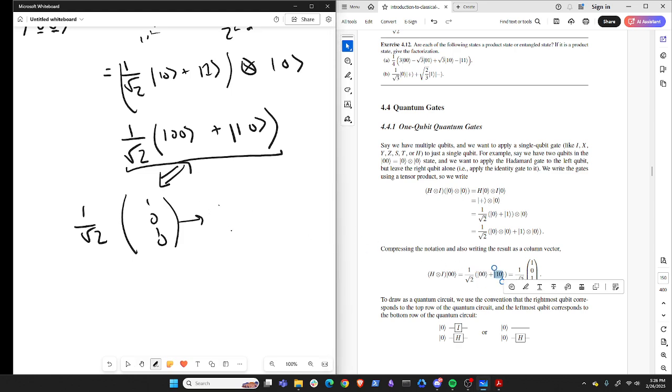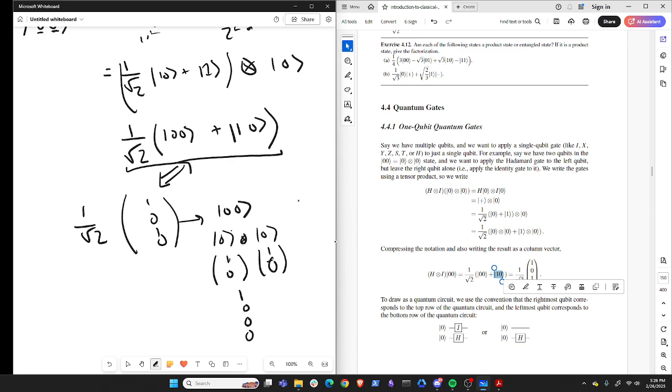So we have 0, 0, that's equivalent to 0 tensor product 0. Since this is a vector 1, 0 and 1, 0, we take the Kronecker product, where we talked about this yesterday, where each element of the first vector is multiplied by the total second vector. So we get 1, 0, 0, 0 for that.